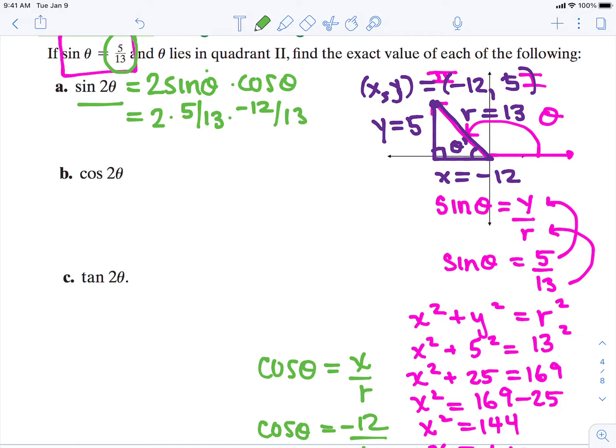Now we have to simplify it. So we're going to multiply across. So I'm going to change that 2 to 2 over 1. And now we multiply all of those numerators together. So we're going to multiply 2 times 5 times negative 12, giving us negative 120. And then the denominator is 13 times 13, which is 169. So the exact value for the sine of 2 theta is that ratio.